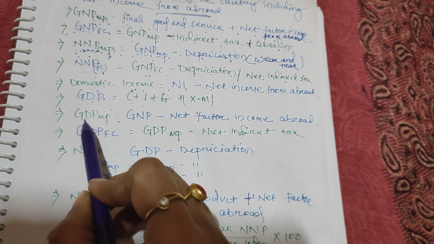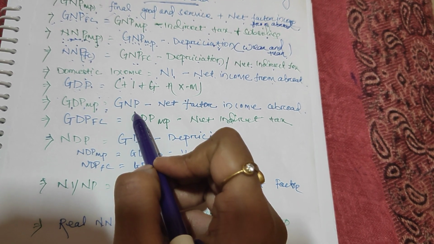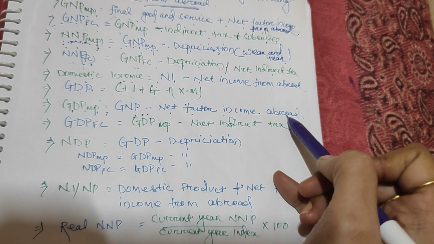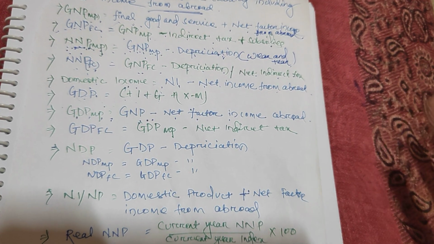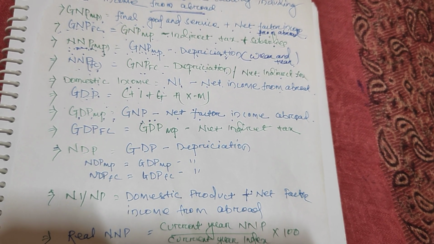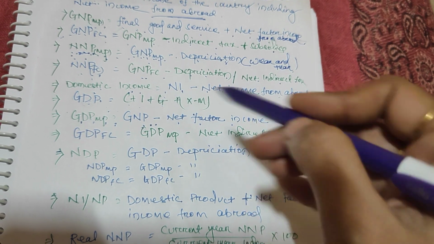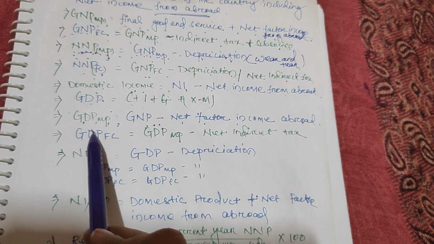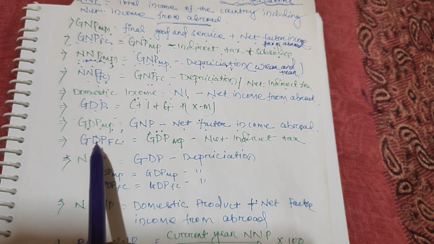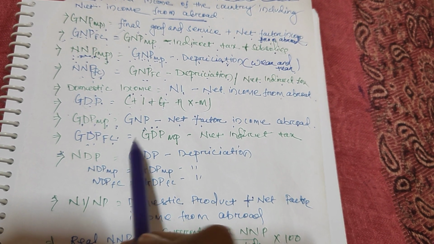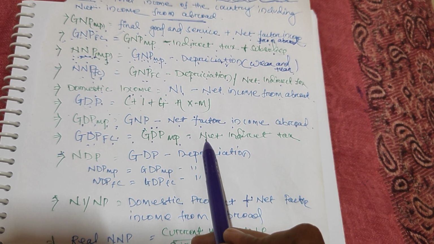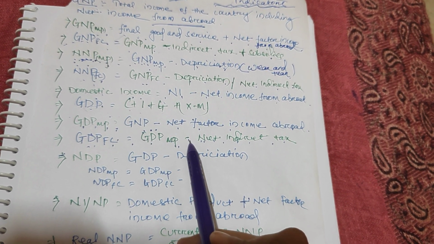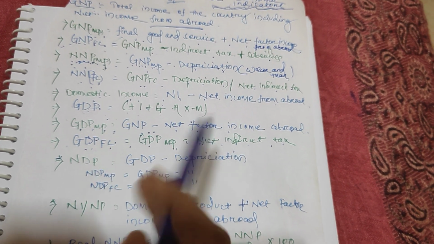Then GDP MP, gross domestic product at market price, equals GNP, gross national product, minus net factor income from abroad. We do not include the income of our people earning in foreign countries. Get it? What is the income in India, that only we focus on in GDP. Then GDP FC, gross domestic product at factor cost, equals GDP MP minus net indirect tax. GDP MP minus net indirect tax equals GDP FC.